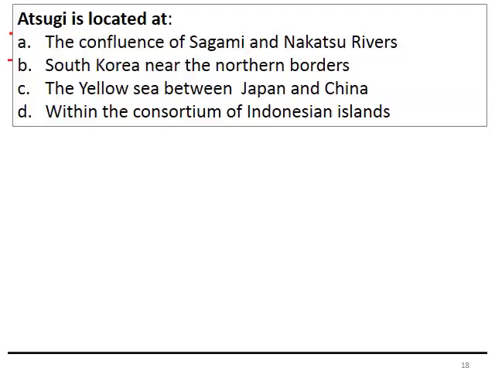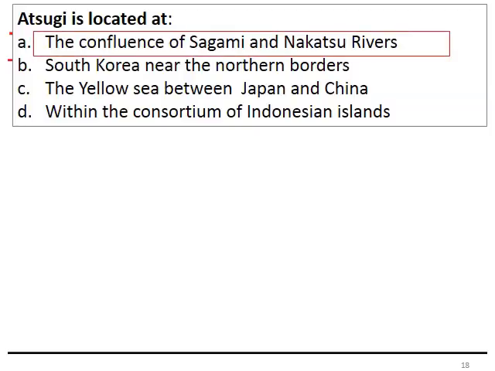Question number 5. Atsugi is located at the confluence of Sagami and Nakatsu rivers, South Korea near the northern borders, the Yellow Sea between Japan and China, or within the consortium of the Indonesian islands. Yes, of course. It's number A.